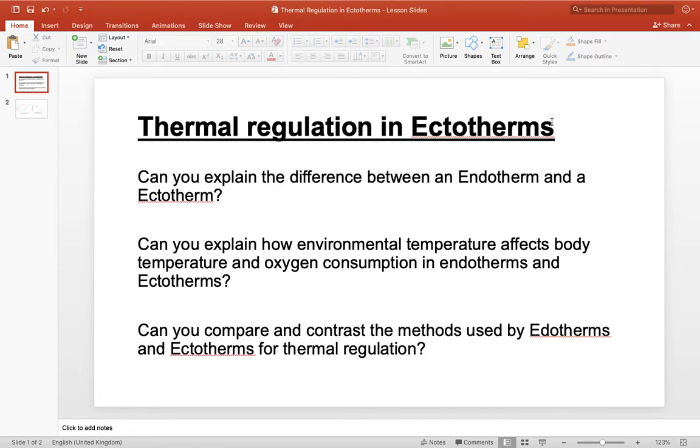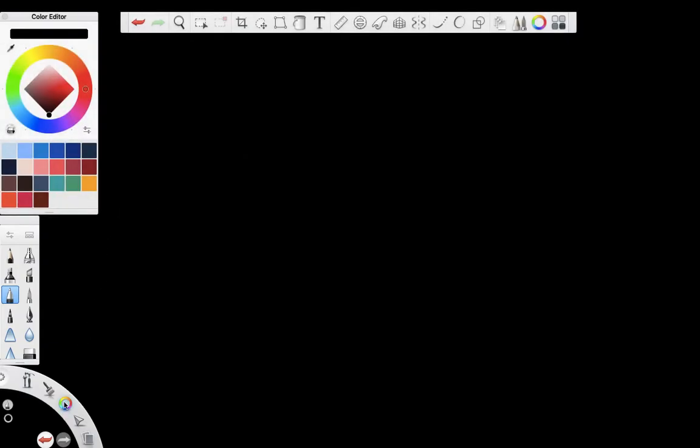So as you would do for any other lesson, can you make sure you write the title please, Thermal Regulation in Ectotherms, and we will make a start. Now I want to start today's lesson with looking at quite a few keywords and key definitions, and remember in my lessons key terms are always written in green.